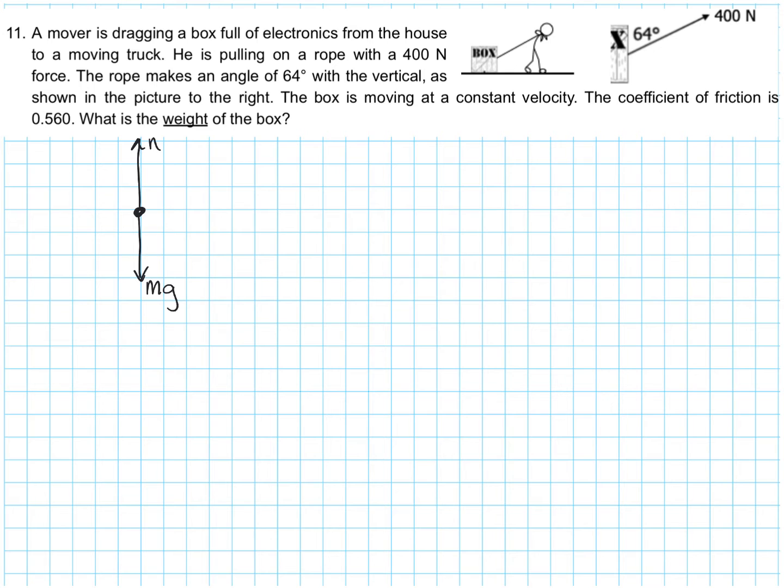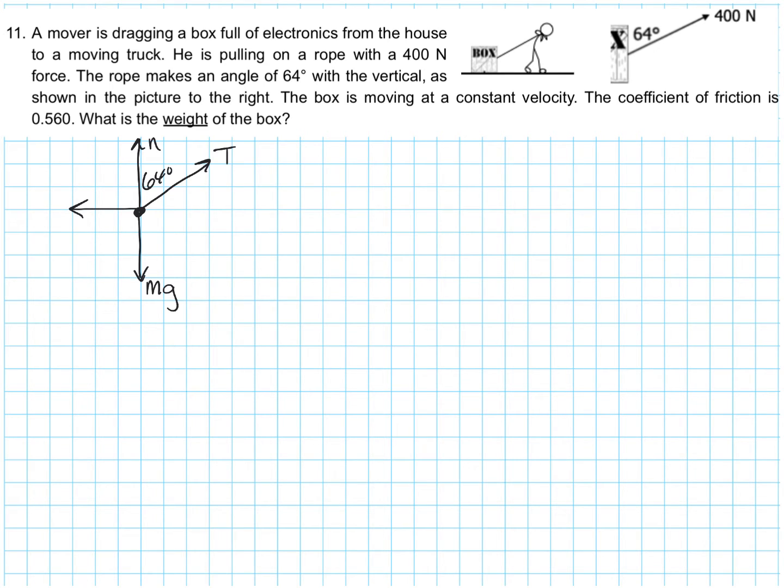And it says there's friction. Friction opposes the motion. The motion is going to the right where it's being pulled, so the friction is going to go to the left. And then to the right, I've got this rope pulling at my 64-degree angle. And everything is moving at a constant velocity. There's the 64 degrees. Since it's moving at a constant velocity, there's not going to be a net acceleration. So there's my free body diagram to begin with.